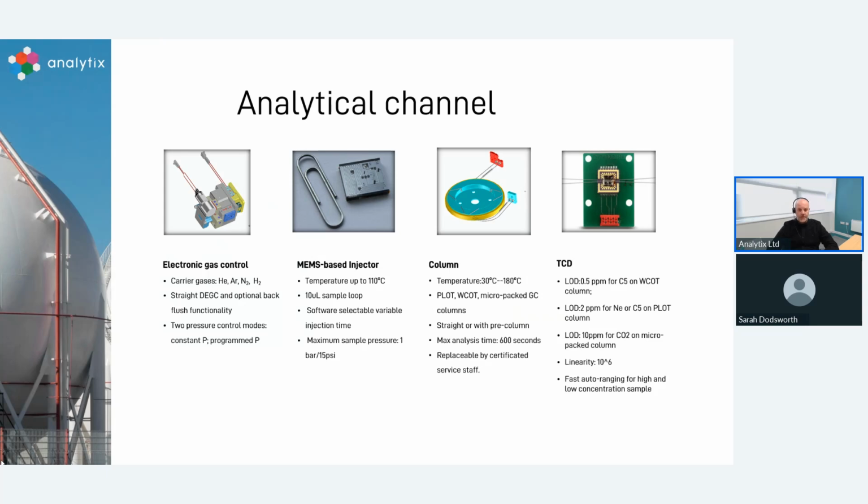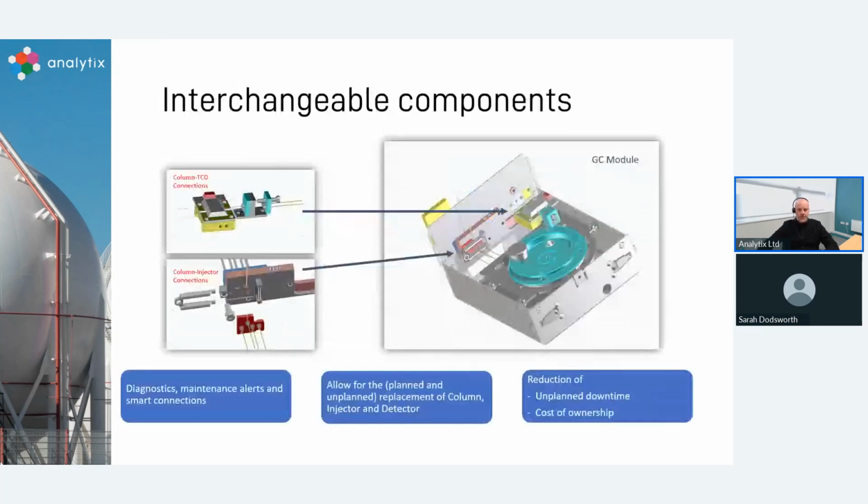And then after the column, we have the detector. We work with a thermal conductivity detector in here. This gives us sensitivity down to about 2 ppm for most of the samples, anywhere up to 100% of these gases, extremely linear and with fast auto ranging, whether we're working with a low concentration sample or a high concentration sample. These components themselves are all interchangeable.